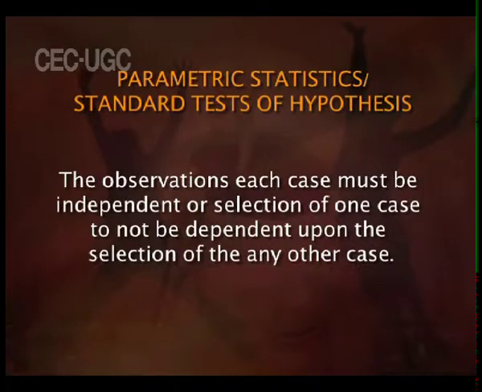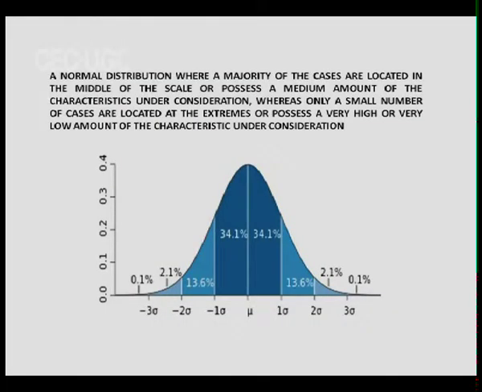Let us have a brief overview of what these conditions are. The observations regarding each case must be independent, or the selection of one case should not be dependent on the selection of the other case. A second important condition for application of a parametric statistic is that there should be a normal distribution of a population. I think we all must know what a normal distribution is.